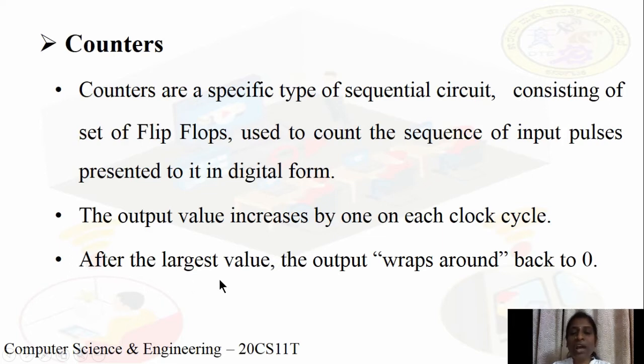Then if it reaches the last value, the last state, the output will be wrapped back to the initial stage, called the first stage or the 0th stage. The output value will be incremented by 1 on every clock cycle. So, we call this specific type of sequential circuit a counter because the output value will be incremented by 1. These counters are made up of flip-flops, a group or set of flip-flops.